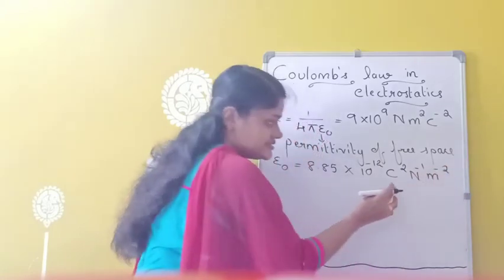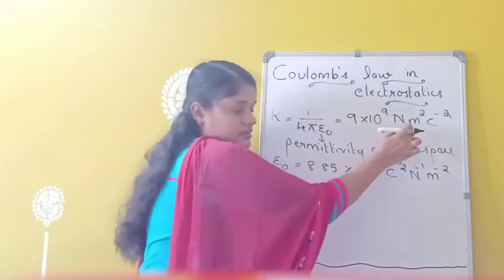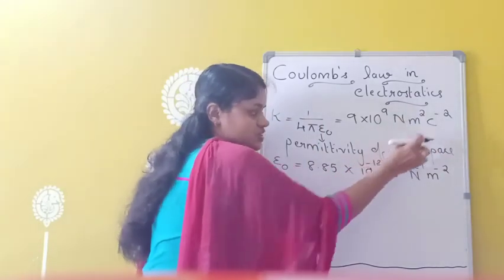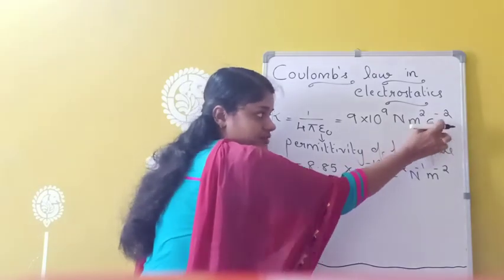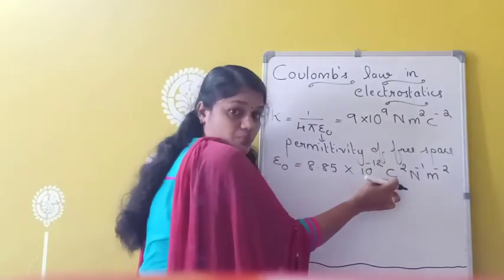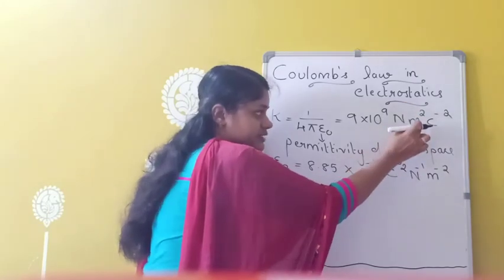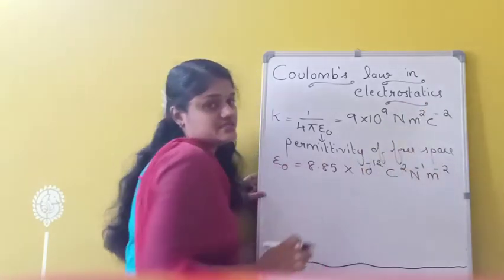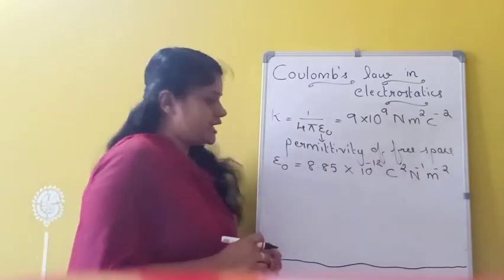This unit is the inverse of which one? The unit of 1 by 4 pi epsilon 0. You take the reciprocal of this and you will get this. So here Newton meter square per coulomb square, and here coulomb raised to minus 2 becomes coulomb raised to plus 2. And here Newton raised to minus 1, there it is Newton raised to plus 1. Meter square becomes meter raised to minus 2. Just the reverse of the unit of 1 by 4 pi epsilon 0.